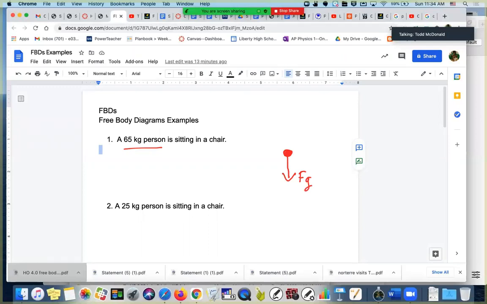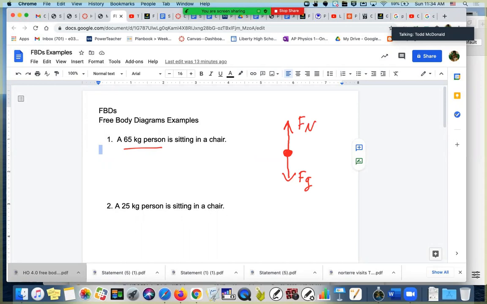But the question is, why is the person not falling or accelerating downward? Well, the chair must be pushing back up on it. So there is a force pushing upward from the chair on the person, and we call that a normal force. Okay, now when we draw that, we want to draw it straight up, and we also want the normal force arrow to represent the size of that force.